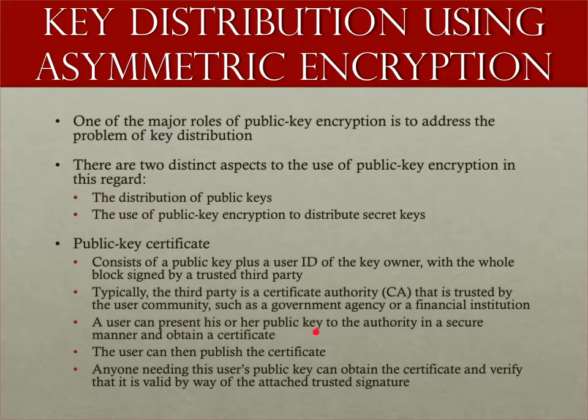So a user can present his or her public key to this authority. If you want to claim that this is your public key, don't talk to me. Talk to the certificate authority. The certificate authority is going to verify your identity, and then based on that, they will sign that this is indeed the public key of Alice or Bob, and only then everybody else can trust it. They don't trust you, but they trust the certificate authority.